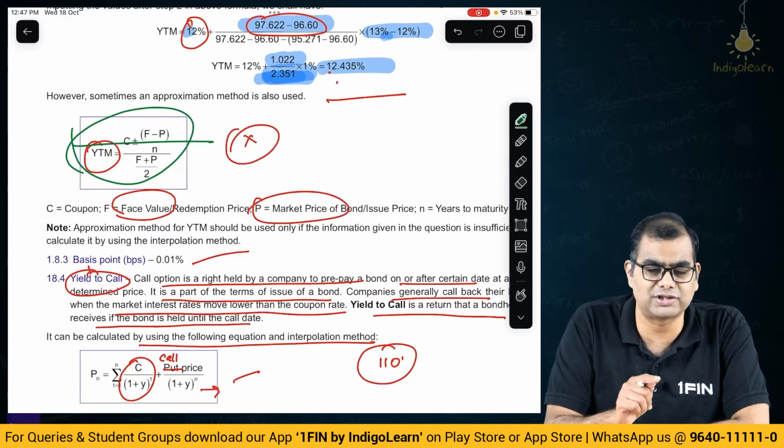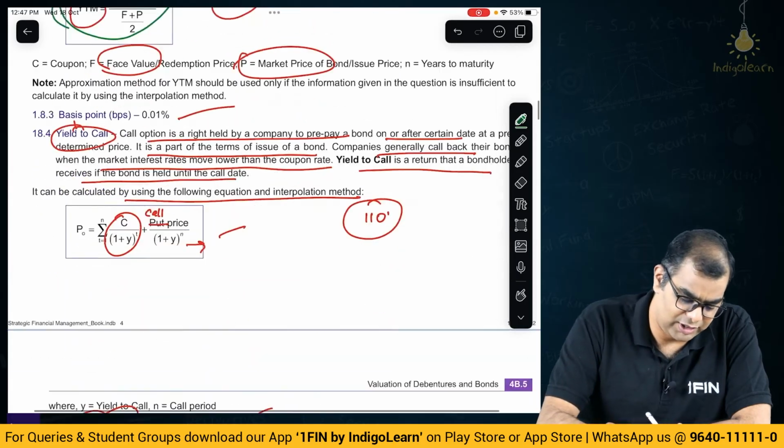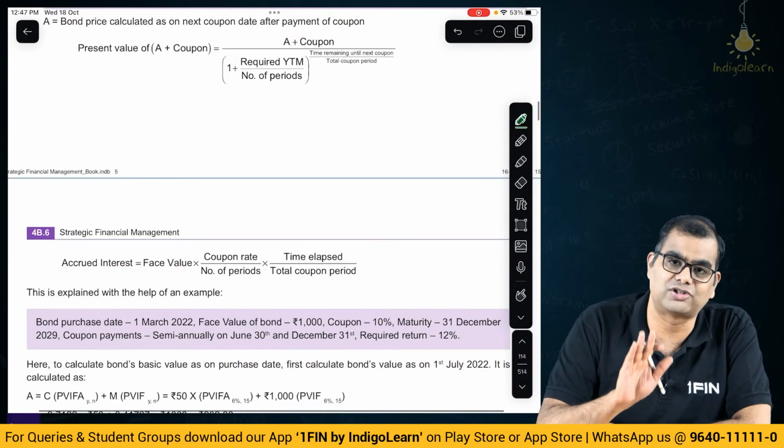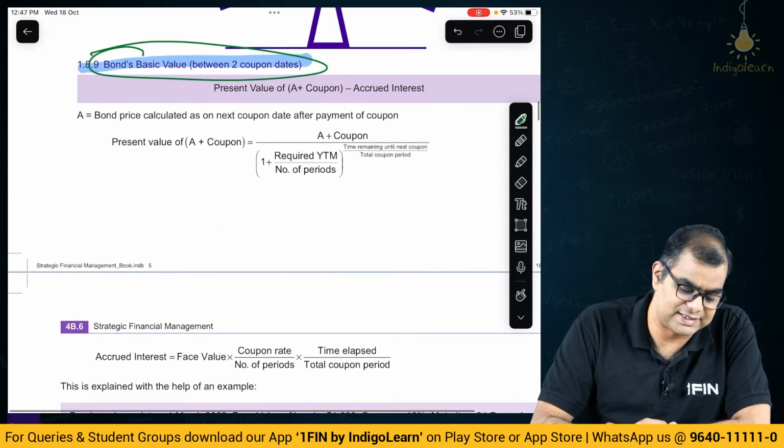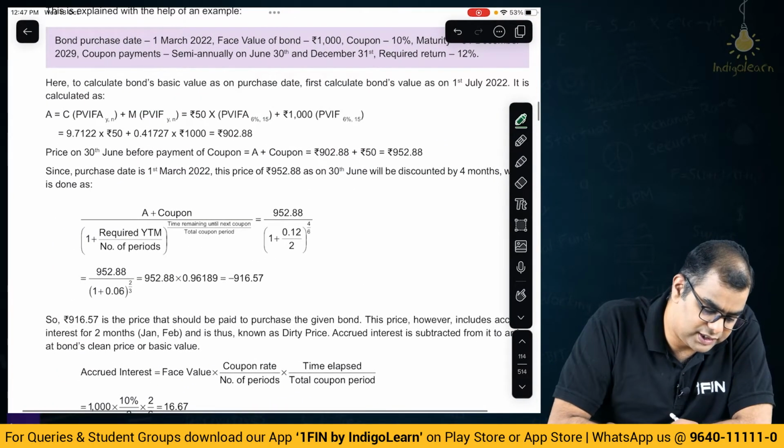And when will this whole accrued interest concept come in? It will come in only when you are pricing a bond in between coupon dates. Now, let me take you through an example before I actually explain the formula, because I think an example will help understand the formula better. Purchase date of the bond is 1st March.